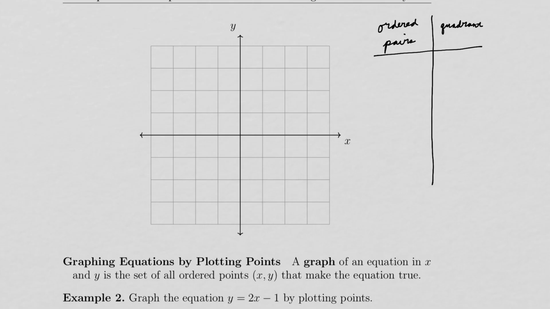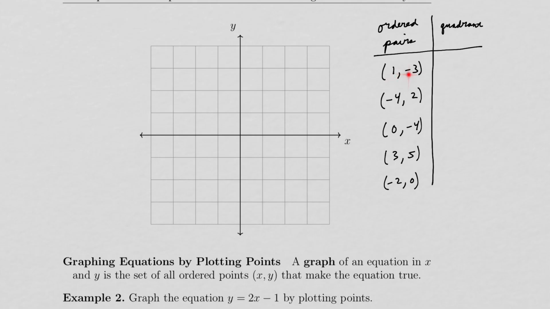Remember, they were 1, -3; -4, 2; 0, -4; 3, 5; and then -2, 0. So we'll start with the first one.